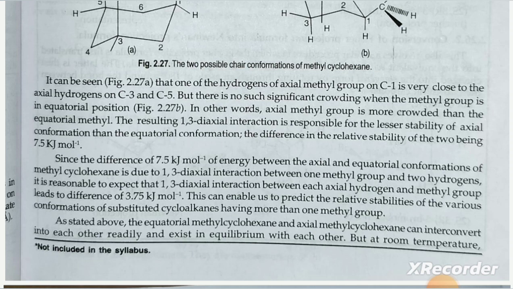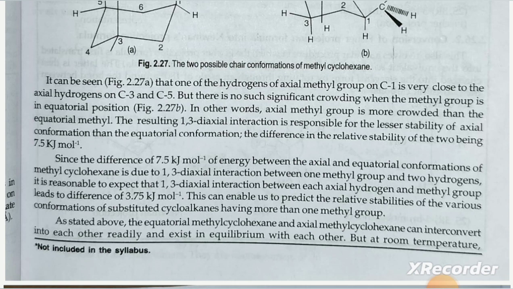The resulting 1,3 diaxial interaction is responsible for the lesser stability of the axial conformation than the equatorial conformation, the difference in the relative stabilities of the two being 7.5 kJ mole inverse. Since the difference of 7.5 kJ mole inverse of energy between the axial and equatorial conformation of methylcyclohexane is due to 1,3 diaxial interaction between one methyl group and two hydrogen, it is reasonable to expect that 1,3 diaxial interaction between each axial hydrogen and methyl group leads to a difference of 3.75 kJ mole inverse.